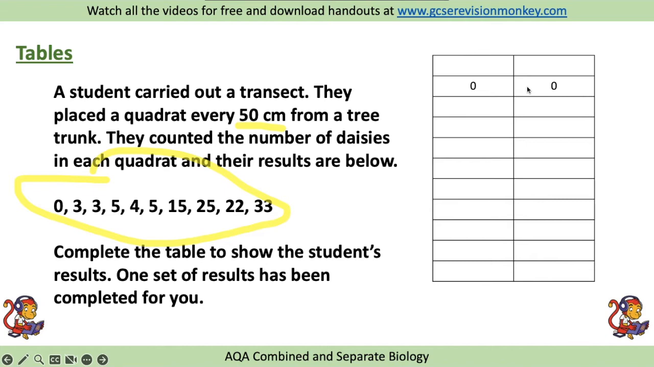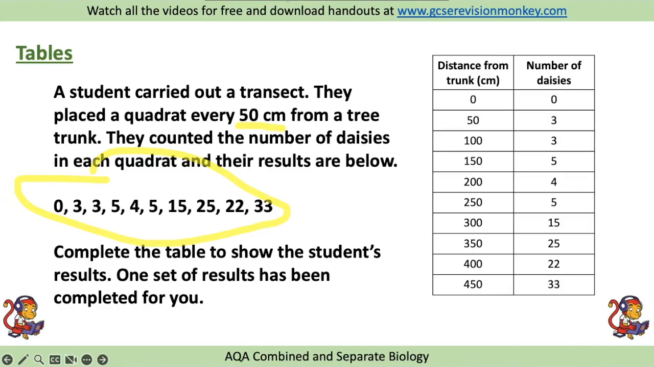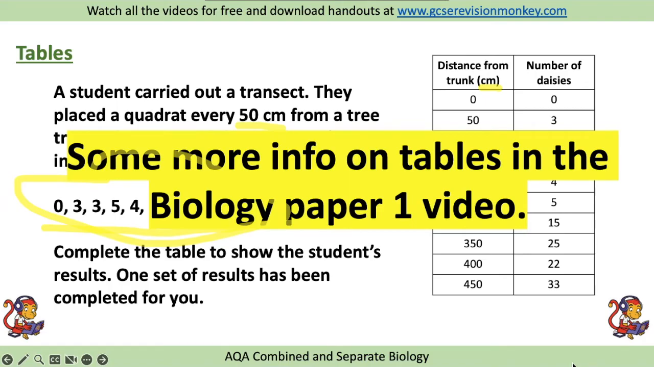Sometimes they'll complete the first result to give you a clue to put your headings in the table, and sometimes they don't. So look out for that. If they don't, you must make sure you've got the headings in. So you'd have to complete the table by writing in appropriate headings. So it said they placed the quadrat different distances from the trunk. So let's call this distance from the trunk in centimetres. And they counted the number of daisies, so you put that in the right-hand column, and you're going up in 50s as the question tells you, and in this column you're just writing in the order that they've given you the results as they have collected them. But again, there's more on tables in Paper 1 if you didn't get to watch that video. Have a look back and watch those first few minutes.